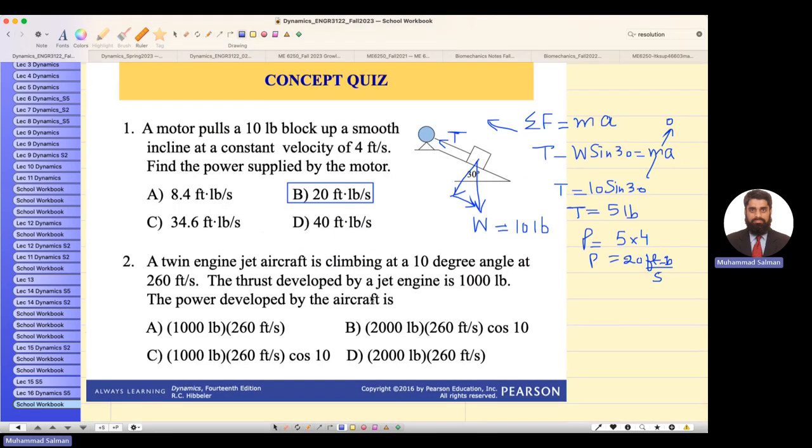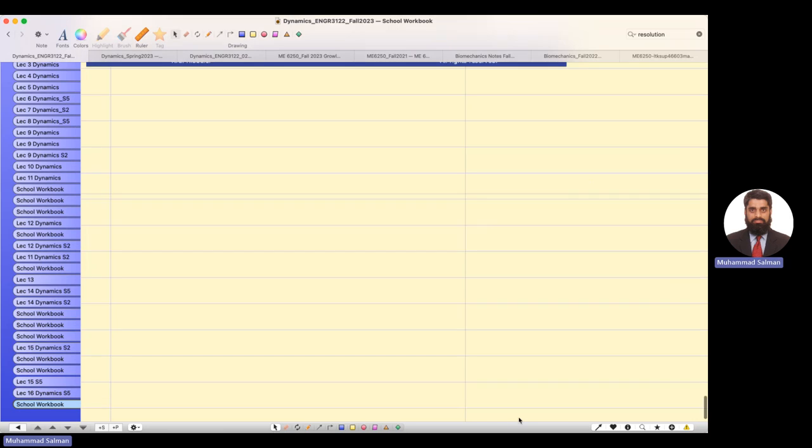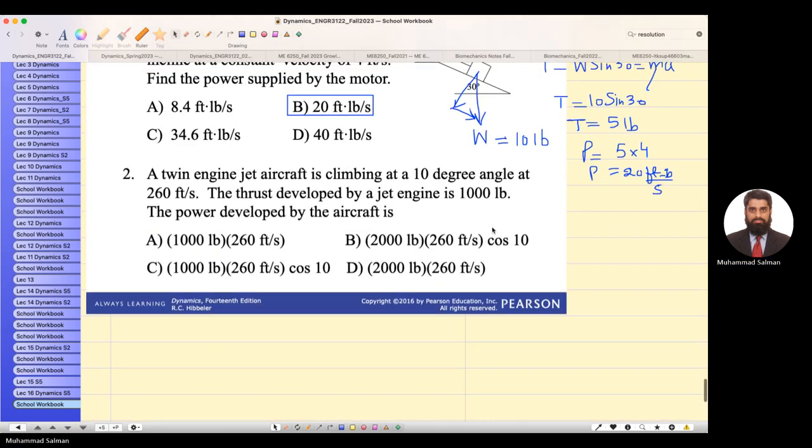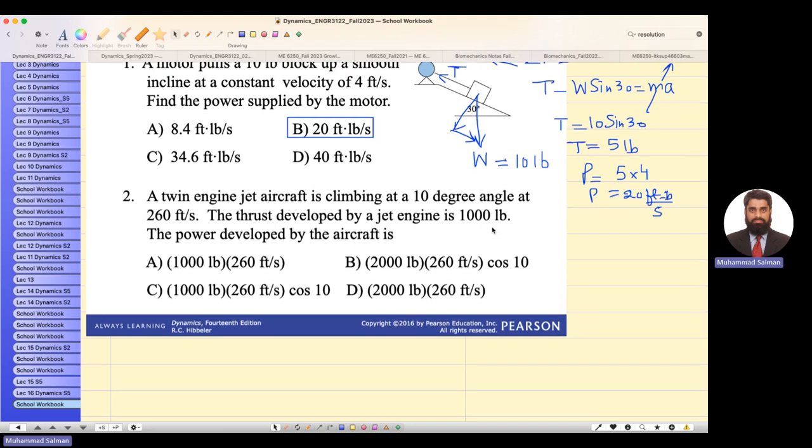How about the next quiz question? Can you try answering the next quiz question? This block, the last block. Today I want to hear the first answer from the last block. There are many smart students sitting everywhere.